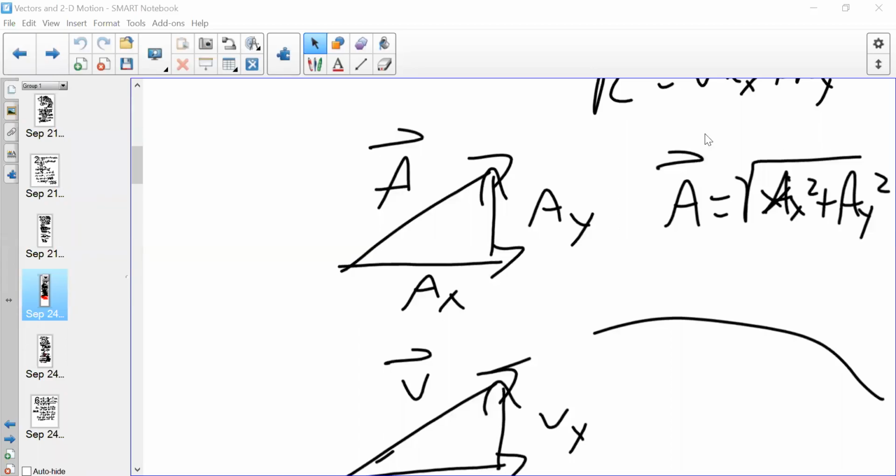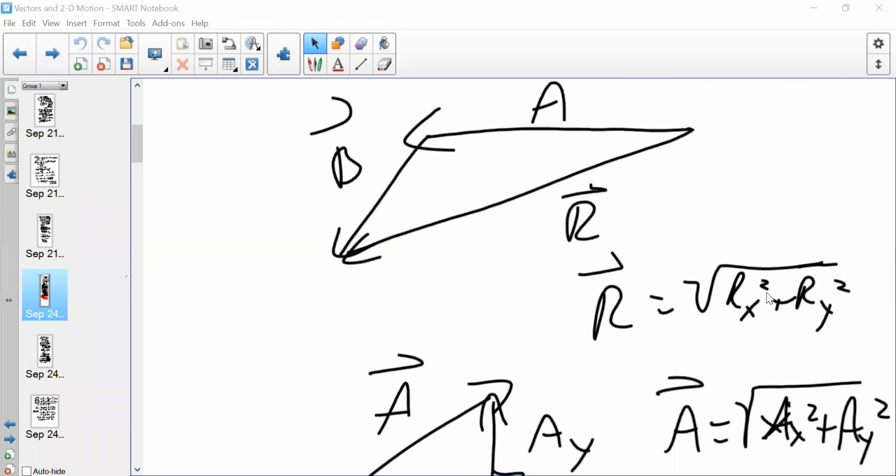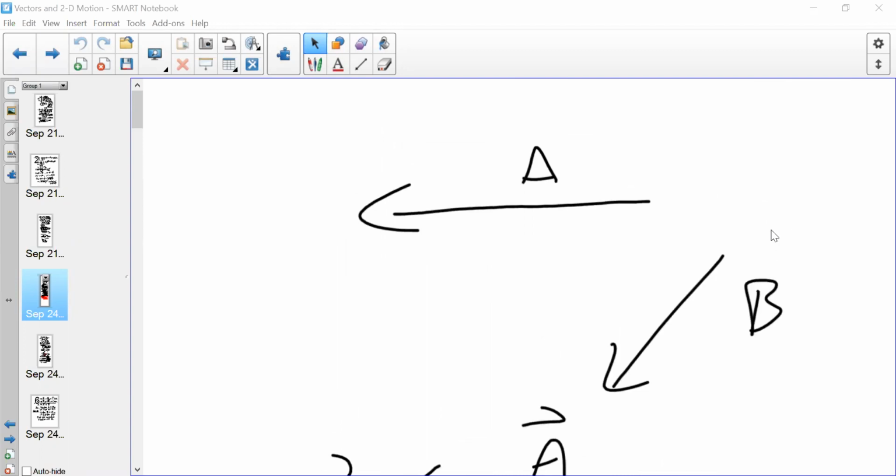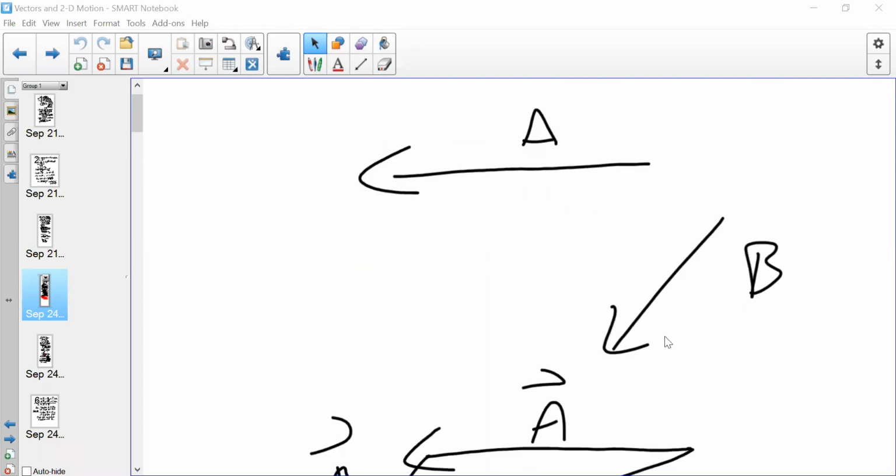All right, so last time we talked about how to add vectors using the tip to tail method. And we started off with an example. Let's say we have vector A pointing in this direction, vector B pointing like this at some angle. Maybe both are some arbitrary angle. A is relatively straight.